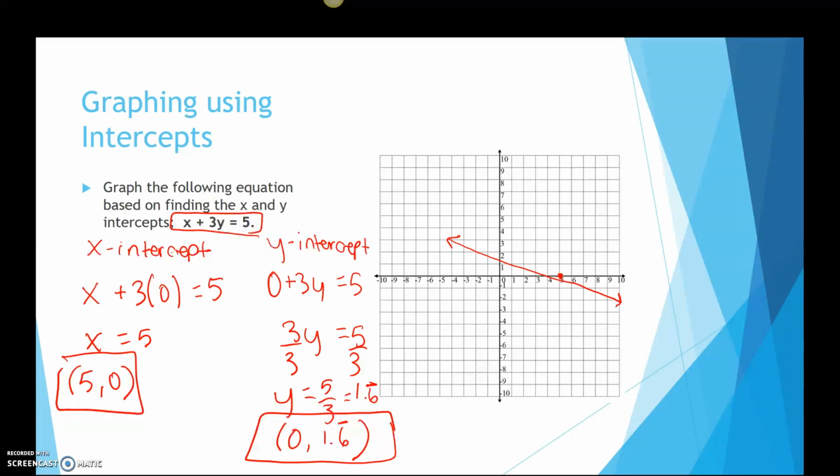And that's your answer. So there's technically 3 parts to this. You're finding your x-intercept, you're finding your y-intercept, and then you're graphing once you find your x and y-intercepts. That is it for this section.